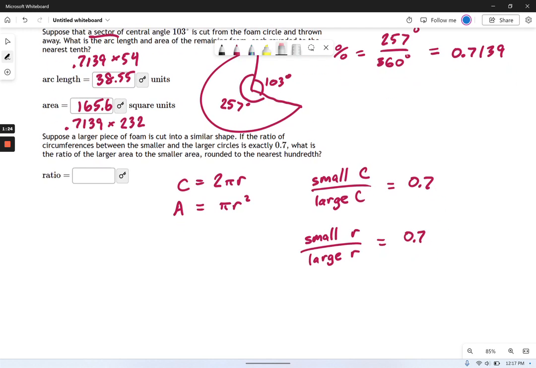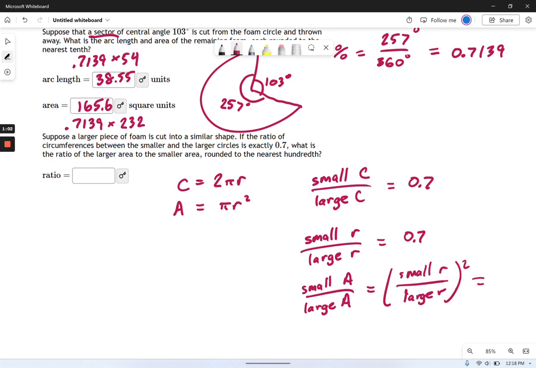Now, it's different for area because the area equation has an R squared term. That means small area over large area is going to be equal to small radius divided by large radius, squared, which is 0.7 squared, which is 0.49.